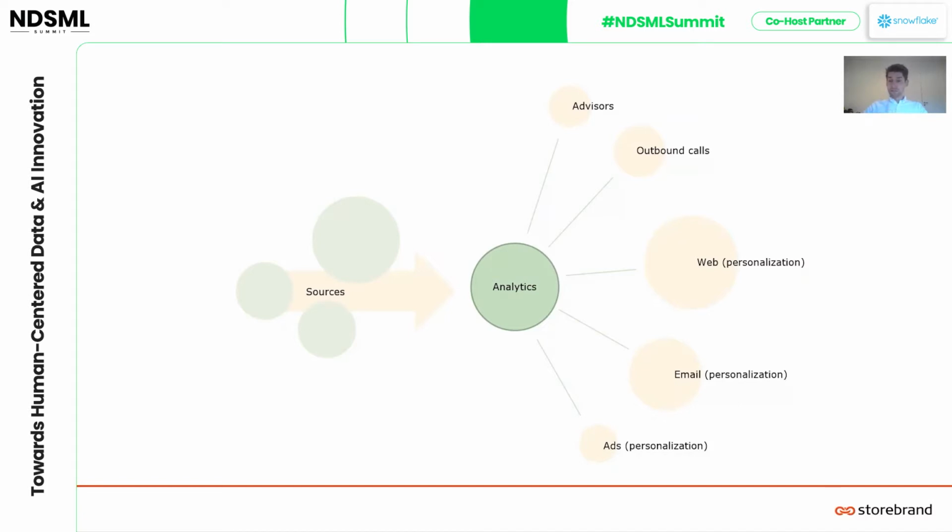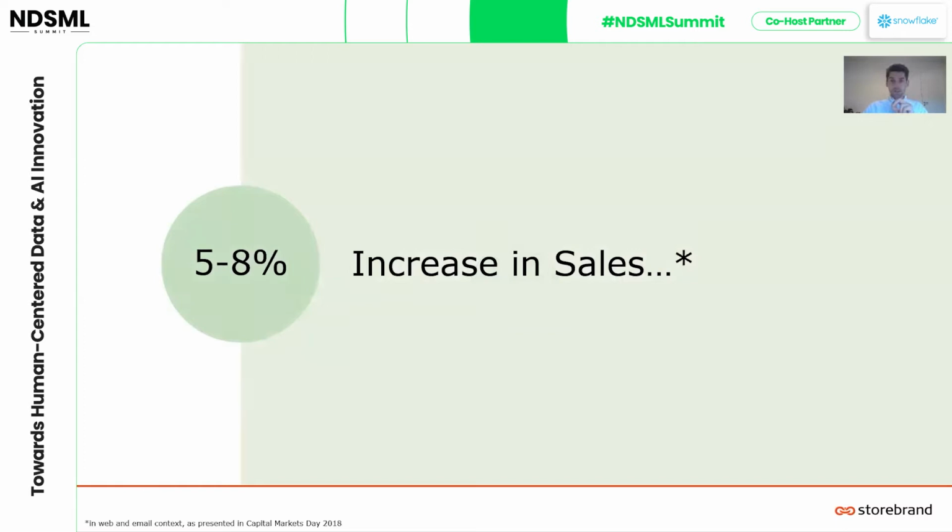And there's a couple of elements to this. First is, of course, the analytics, and the second part is also the distribution of those messages across all those channels. This has been tremendously successful for us. We've gotten a 5 to 8% increase in sales in various channels where we could actually measure this. And this is not to be underestimated.